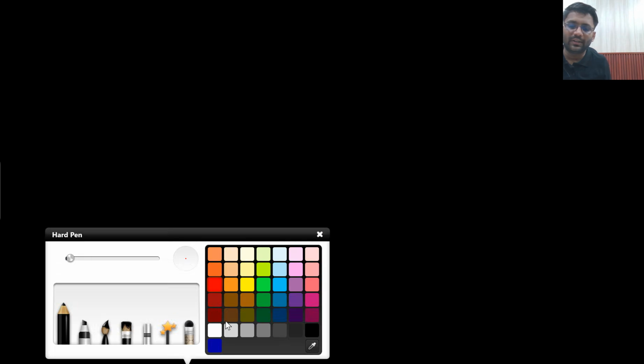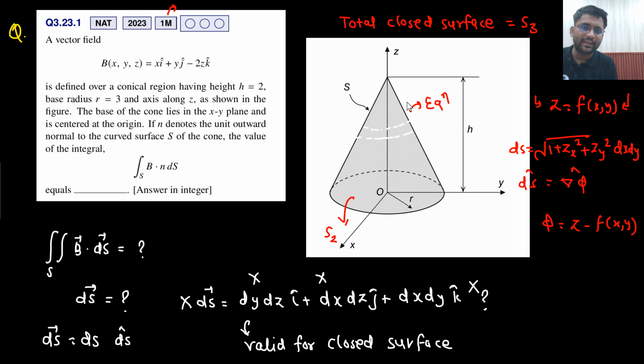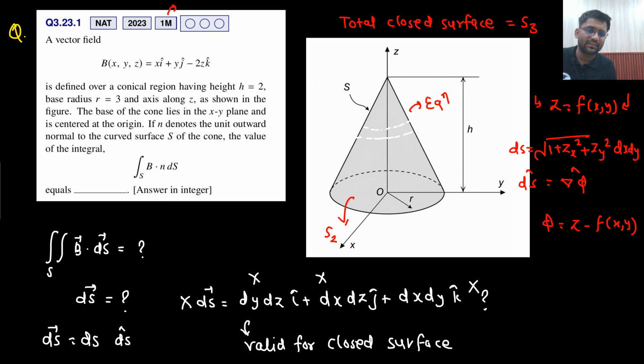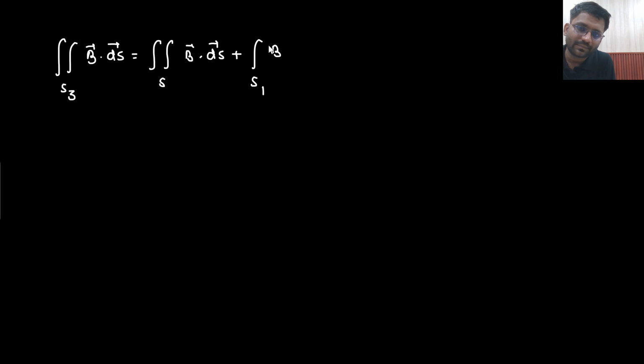So can you let me know one thing? If I calculate the integral over the total closed surface S3, which will be B dot ds, that will be equivalent to the surface S, what they are asking, this is our required B dot ds, plus the surface S1, which is the base, B dot ds. If I calculate this and this, then will I be able to get the answer of this one? Yes, sir.